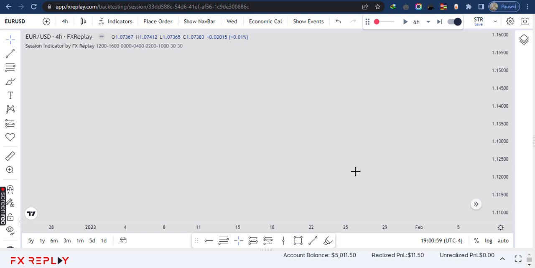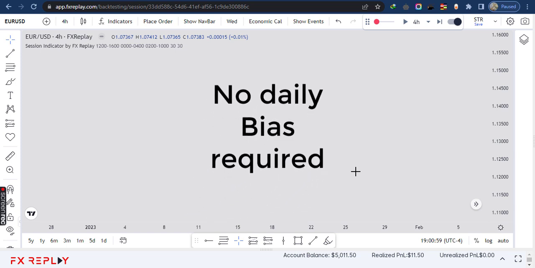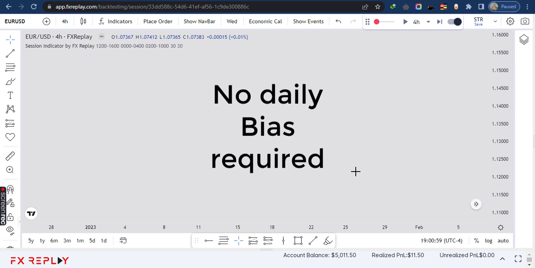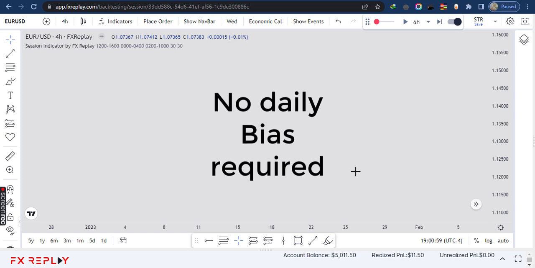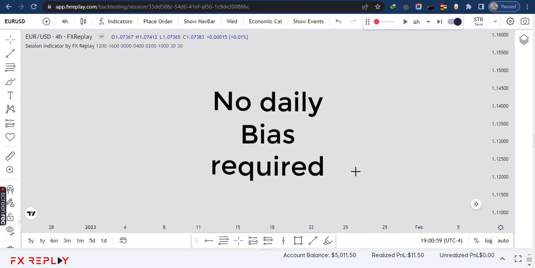Alright guys, so let's go through the business. First of all, this model, this trading strategy, doesn't require a daily bias. I didn't write that in the title as clickbait or to get views. No, this comes from real results.